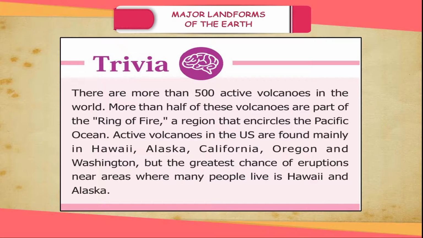Trivia. There are more than 500 active volcanoes in the world. More than half of these volcanoes are part of the Ring of Fire, a region that encircles the Pacific Ocean. Active volcanoes in the US are found mainly in Hawaii, Alaska, California, Oregon, and Washington, but the greatest chance of eruptions near areas where many people live is Hawaii and Alaska.